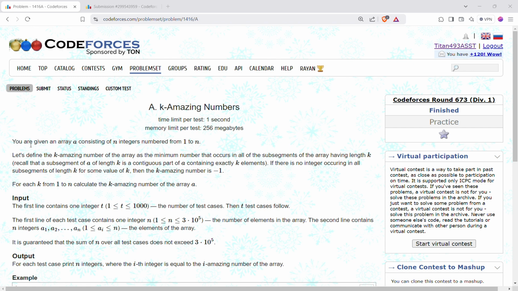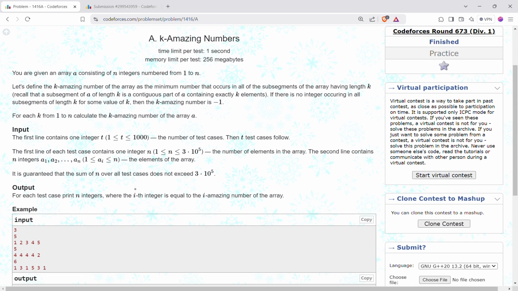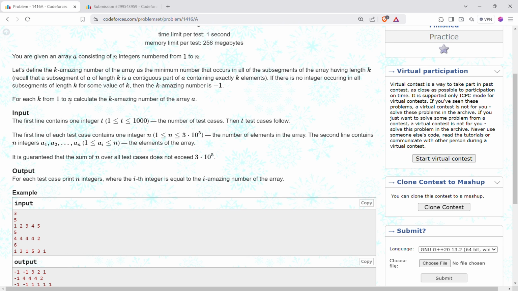So the problem states that you're given an array A consisting of n integers numbered from 1 to n. Let's define the k amazing number of the array as the minimum number that occurs in all of the subsegments of the array having length k. Recall that a subsegment of A of length k is a contiguous part of A containing exactly k elements. If there is no integer occurring in all subsegments of length k for some value of k, then the amazing number is -1. So we have to calculate the k amazing number for k equal to 1 to n.